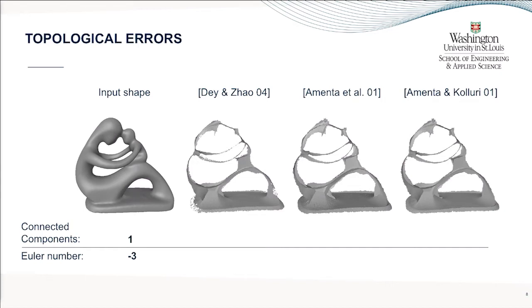The Euler number, if you're not familiar with it, is related to the number of connected components, the number of topological handles, and the number of voids. Ideally, if we have a good approximation of the medial axis, it should have the same number of connected components and Euler number as the input shape. However, as you see here, that's hardly the case for any of the 3 methods.